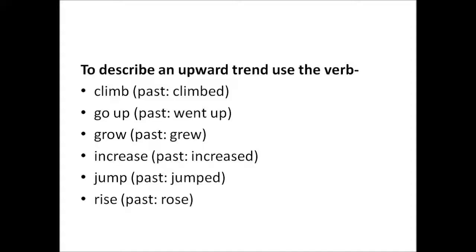Verbs to describe an upward trend. The following verbs can be used to describe a trend or pattern that goes up. Climb, past tense climbed. Go up, past tense went up. Grow, past tense grew. Increase, past tense increased. Jump, past tense jumped. Rise, past tense rose.